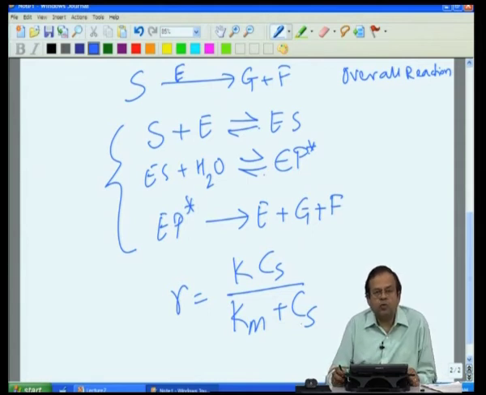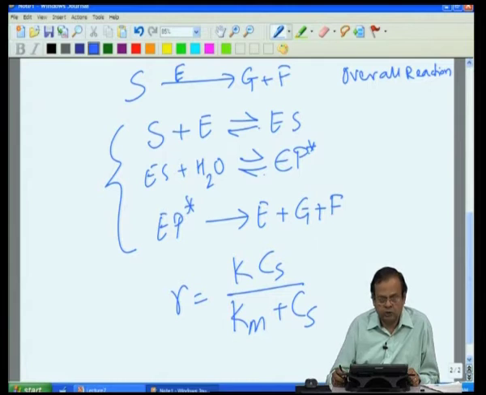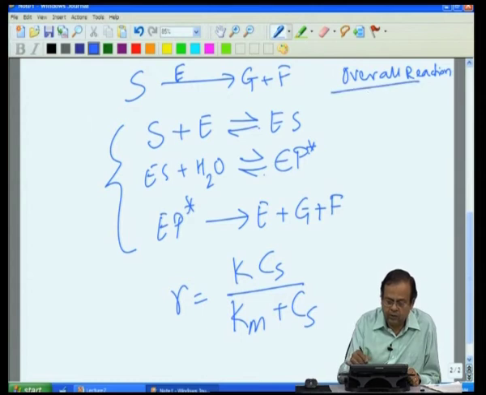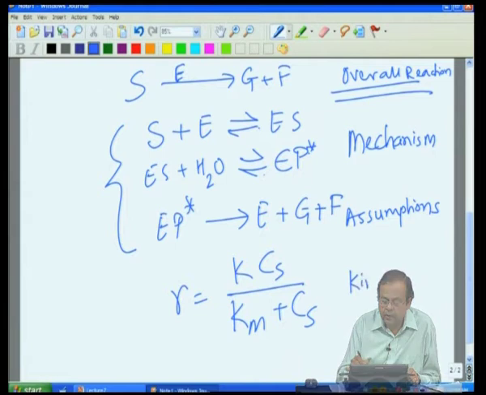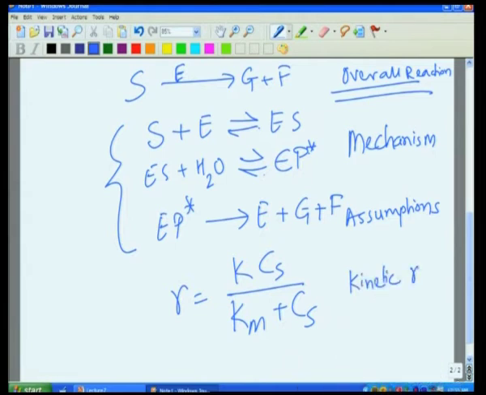So, kinetics of a complex process consists of, first of all, the overall reaction, the mechanism, then some assumptions, and the kinetic rate expression.